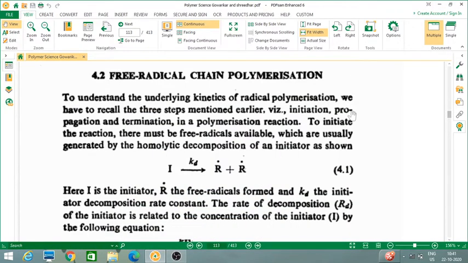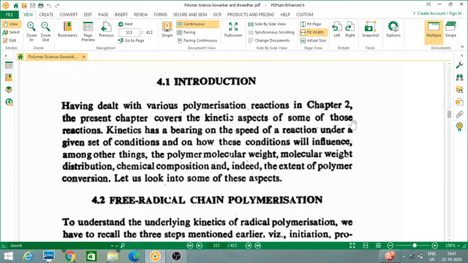Okay, class, let us see the kinetics of polymerization. Introduction. Having dealt with various polymerization reactions in chapter 2, the present chapter covers kinetic aspects of some of those reactions.